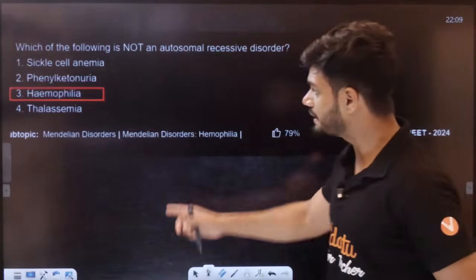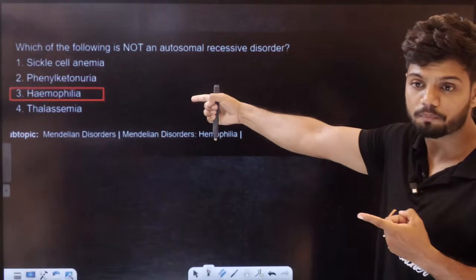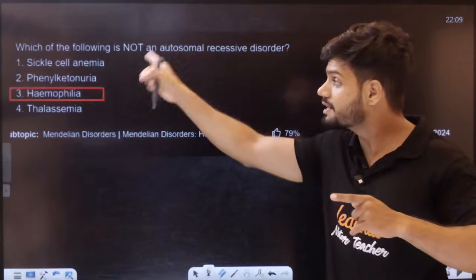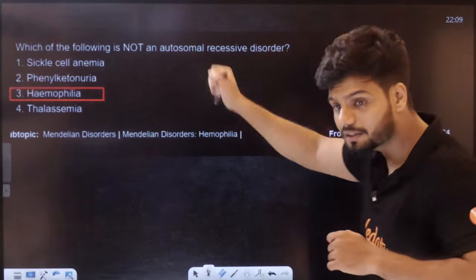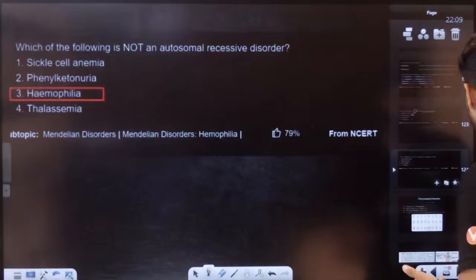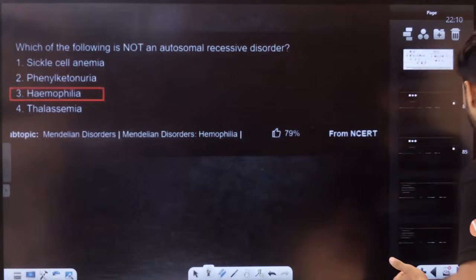Right. So if you know the table, this becomes easy or not, students? Tell me yes or no. If you know that table, this becomes very easy. So that is the importance of the table, students.